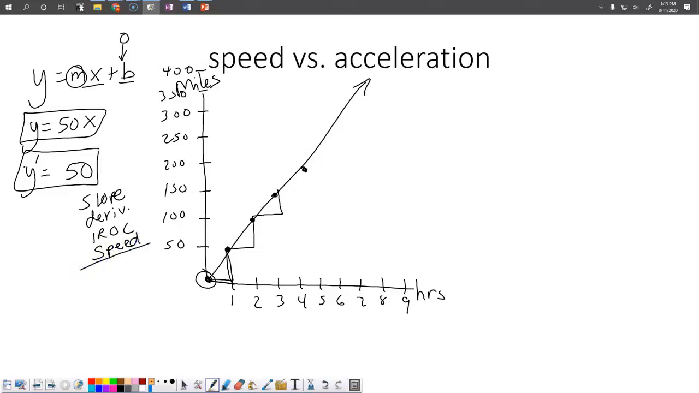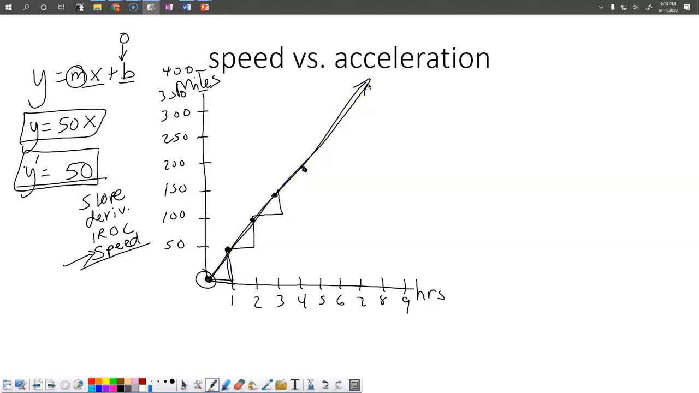Now, later on in the year, we'll talk a little bit more about this. It actually doesn't represent speed so much as it represents something called velocity. But if you haven't had physics yet, I don't want to confuse you. Speed is good enough for now, okay? So the derivative tells you the speed of the car. Now, I'm going to change the story a little bit, though. This is what the graph looks like if the car is always driving 50 miles an hour.